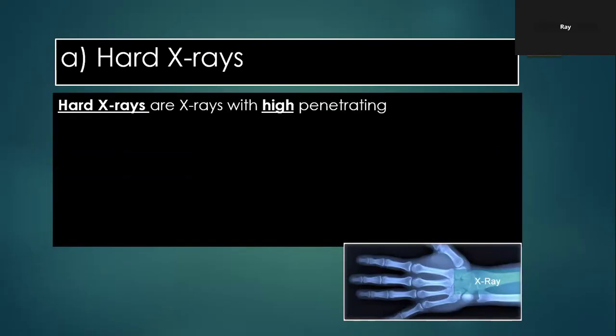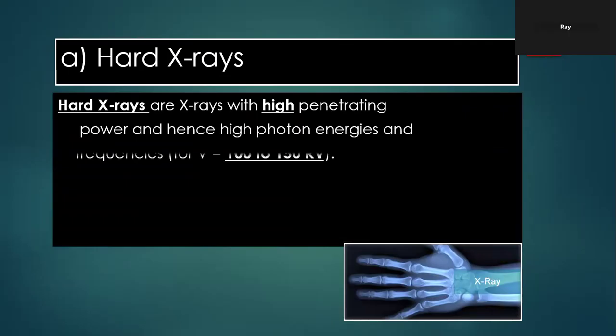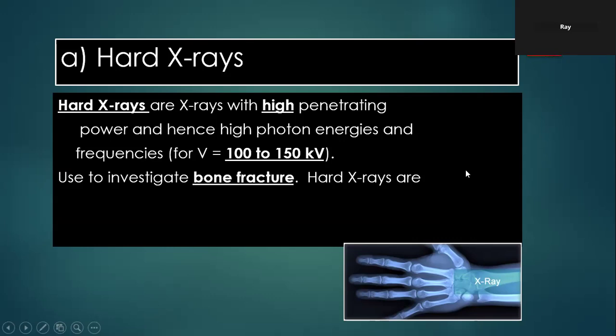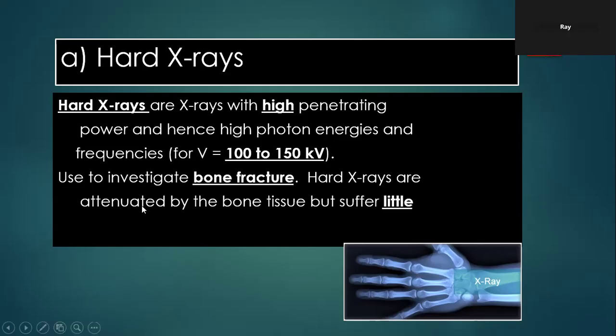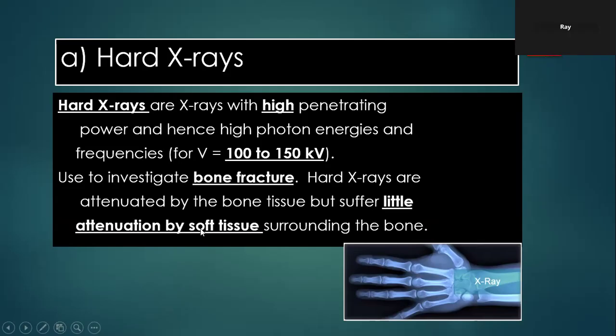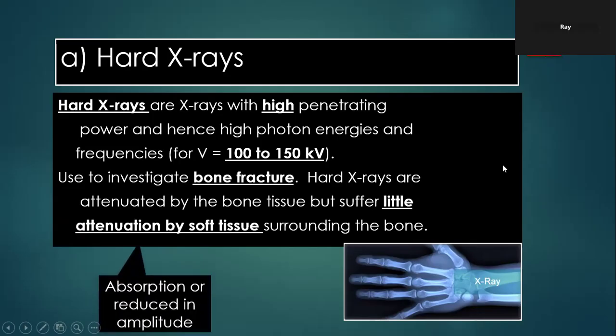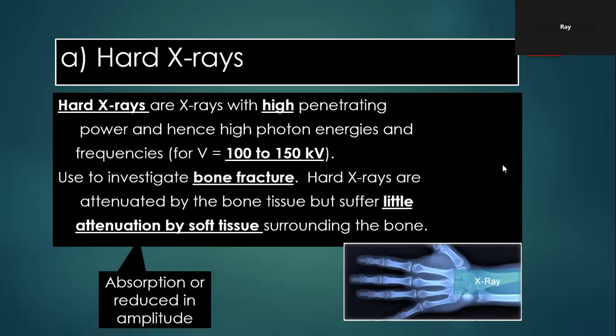Hard X-rays are X-rays with high penetrating power and hence high photon energy and frequencies. Right? High photon energy means high frequency. So the accelerating voltage is 100 to 150 kilovolts. Used to investigate bone fractures, X-rays are attenuated, absorbed by the bone tissue, but suffer little attenuation by soft tissue. Right? This is hard X-ray. Absorbed very little by the soft tissue surrounding the bone. Attenuation is absorption, or reduction in amplitude. That's what attenuation is all about.